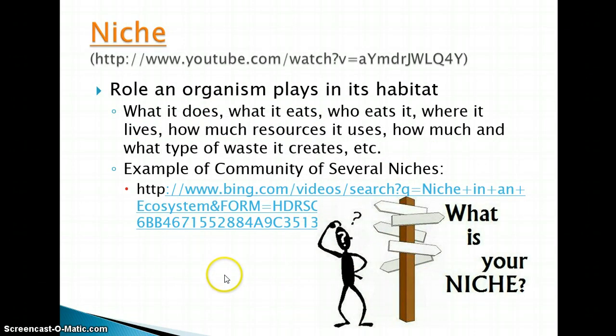Niche is the role an organism plays in its habitat. In other words, it's its job, what it does in that community. It could be, for instance, bats. Bats eat mosquitoes. That's their niche. They keep the mosquito population down. If the number of bats die off, then the population of mosquitoes will increase. Things will be out of balance. So it's the job that an organism has. I suggest you go back and look at these videos.